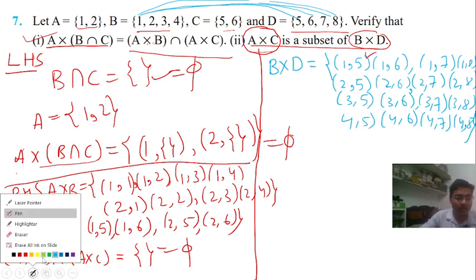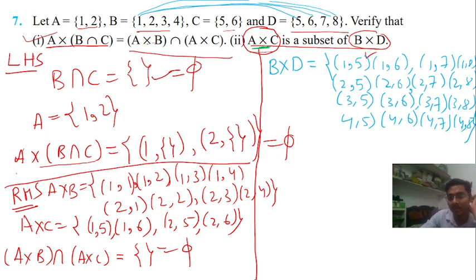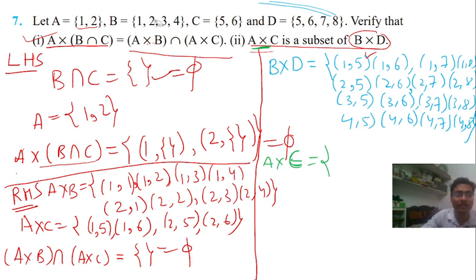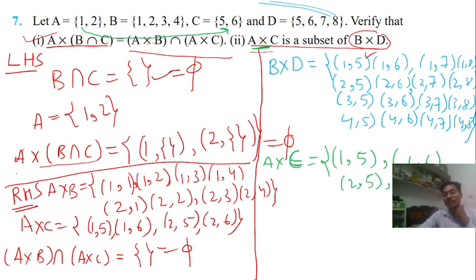Now we will find our next set, A cross C. To find A cross C, we will have to multiply every element of A with every element of C. So we are multiplying A with C: 1,5 and 1,6 and 2,5 and 2,6. So now we will have to match the results of the multiplication of these two sets.